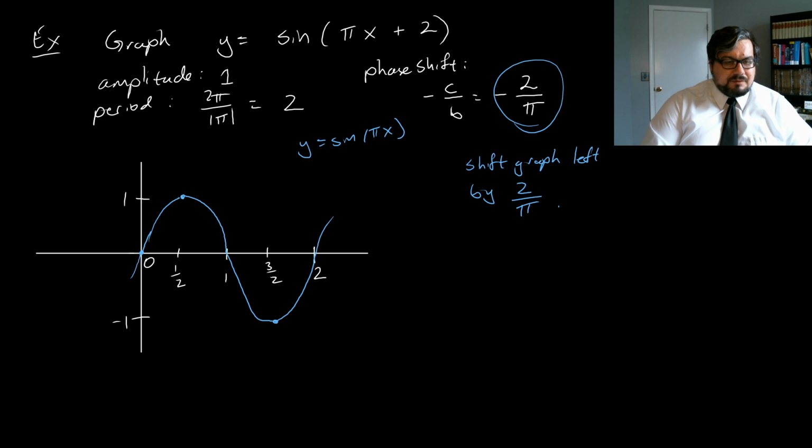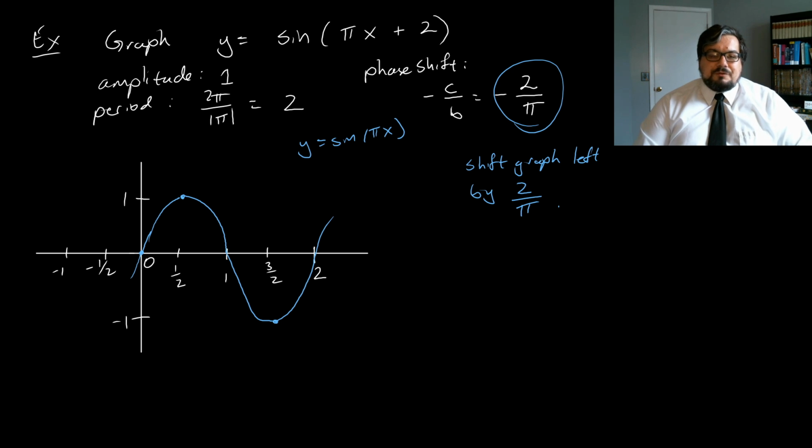Let me give myself a couple more markings here. -1/2, -1. And so what I want to do is take each of my points on the graph and shift it left by 2 over pi. Now 2 over pi isn't a rational number, but all we really need to get an approximate graph here is to know whether it's less than a half, more than a half, less than 1, less than 3/2, and so forth.